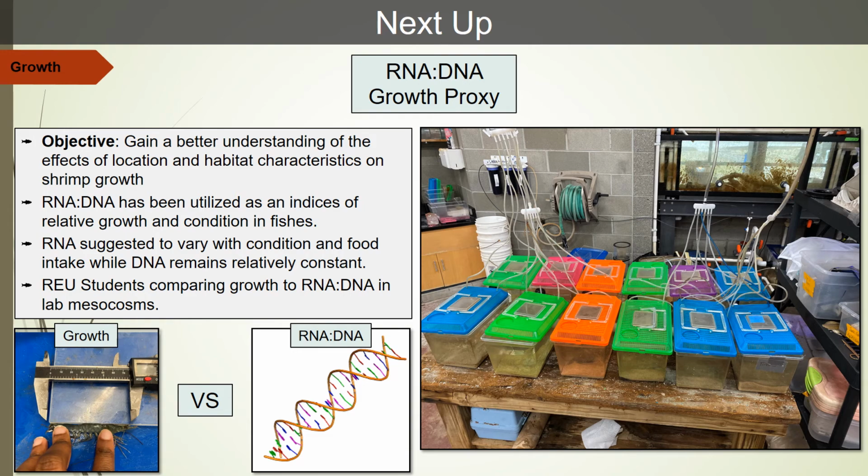A couple of undergraduate students are exploring this by holding shrimp in lab mesocosms for a period of time, measuring the growth of each individual, and then quantifying the DNA and RNA concentrations from these individuals. From this study, we can directly compare measured growth with the RNA to DNA ratios for the lab-grown shrimp. This project is underway and final analysis of this data is coming very soon.